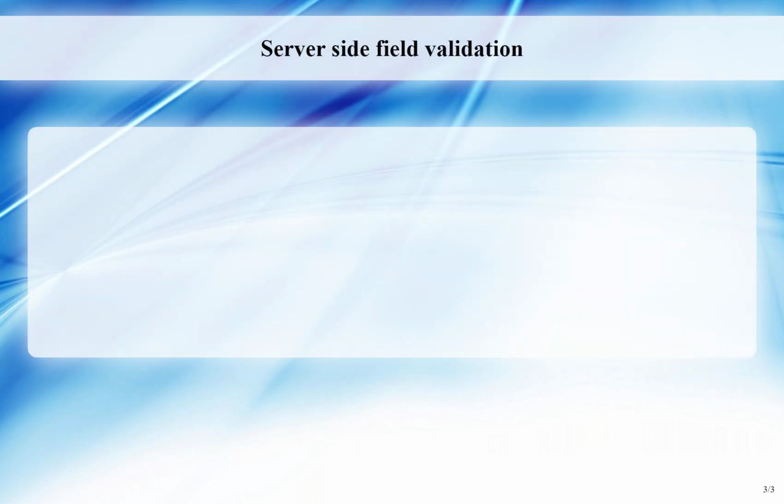Server-side field validation. Starting from Kubernetes v1.25, the API server now offers server-side field validation, detecting unrecognized or duplicate fields in an object. This feature provides the same functionality as the kubectl validate command, but on the server side.